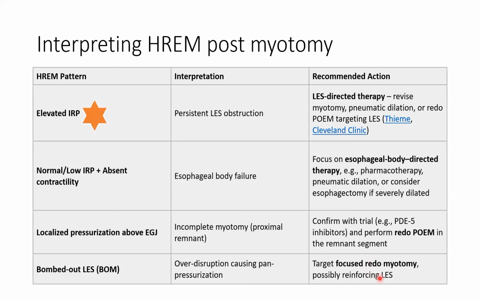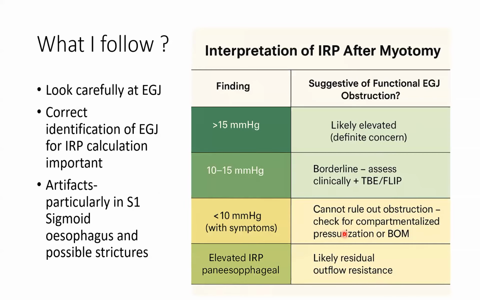The problem here, although, is I have been talking about IRP, elevated IRP, normal IRP. So the whole thing relies on IRP. But in this setting, how will you define what is normal IRP? It can't be 15 because that's for the pre-intervention patients. Here, how will you define IRP? So what do I follow? I look carefully at the EGJ because identification of EGJ is very, very important for our calculations.